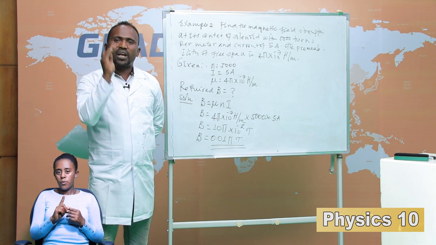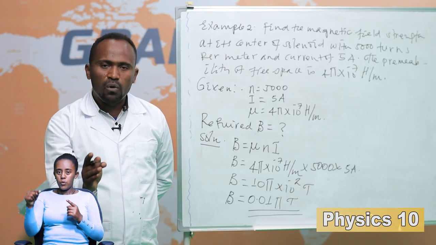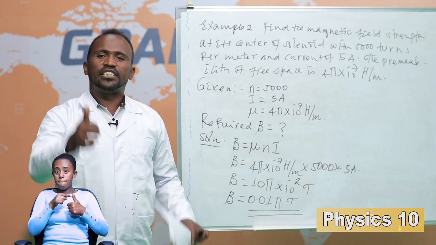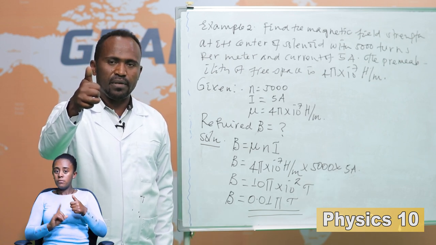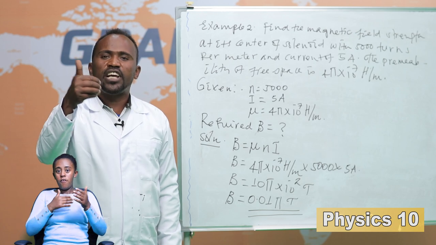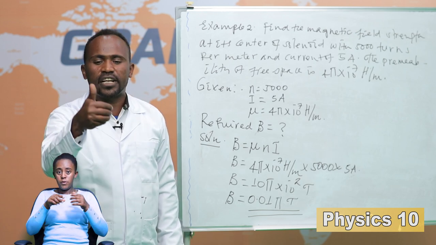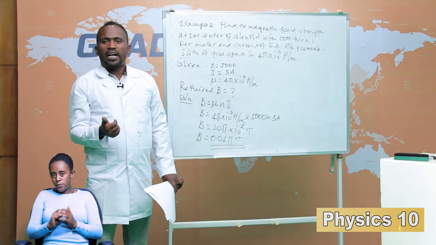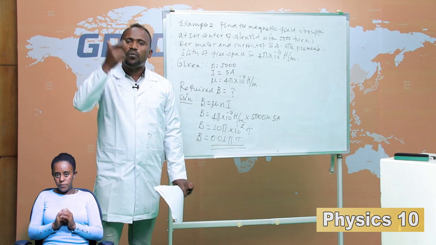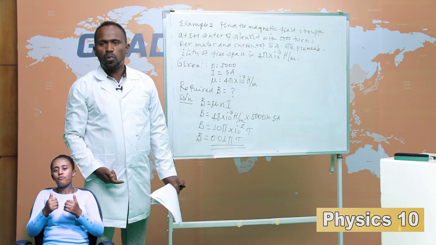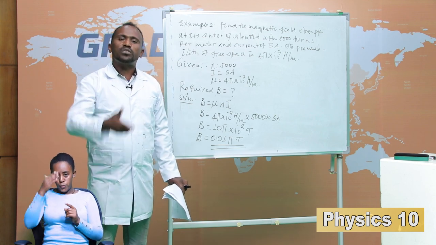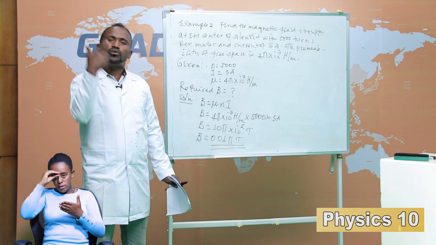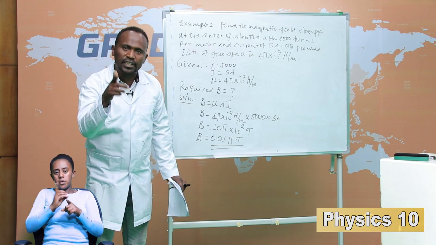When we use our right hand rule to show the direction of the field, our thumb shows the direction of the current, and our fingers curl in a circle showing the direction of the magnetic field. Okay, my student, can you tell me how we can determine the poles of a magnet? What I told you just now is how to know the direction of the magnetic field. But the second one is how to determine the direction of the magnetic poles.